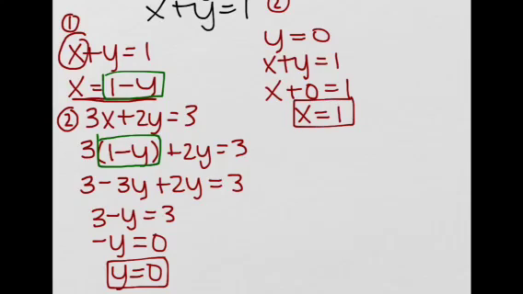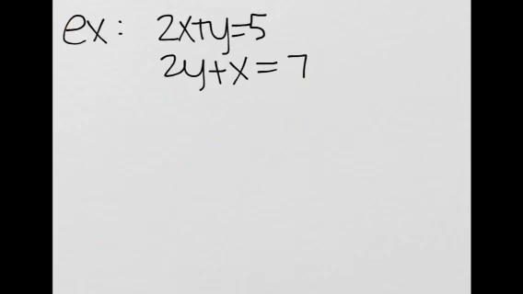Okay? Now another alternate way would have been to say that y is equal to 1 minus x. And we still would have gotten the same solution. Okay? Let's try one more example.